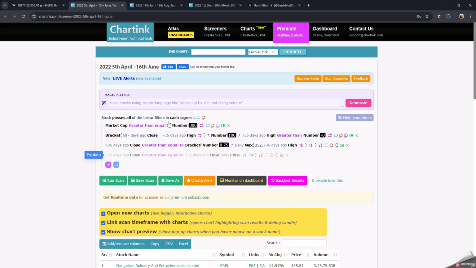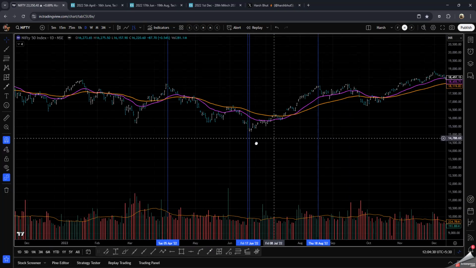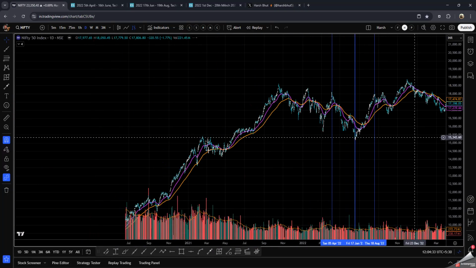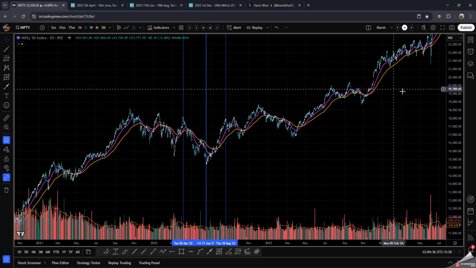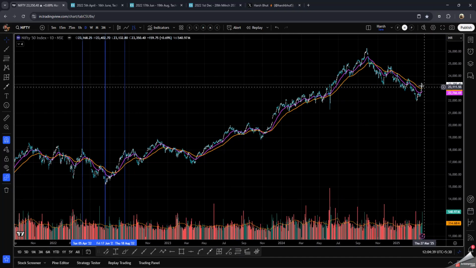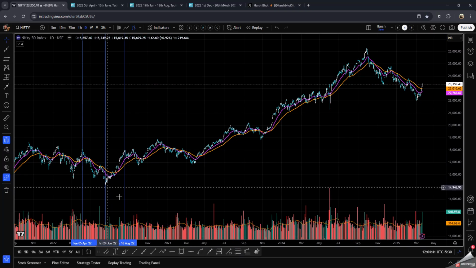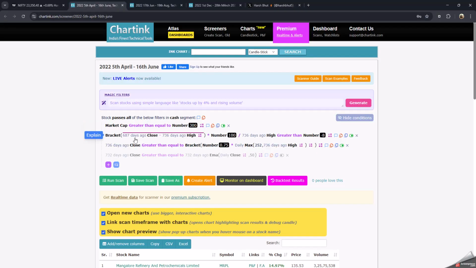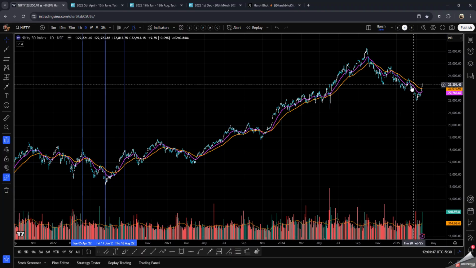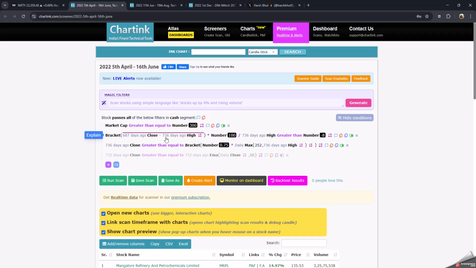Okay, so here I am going to the scan. You can see I have added a market cap condition, it should be more than 300 crores. Here I have used 687 days ago and 736 days ago. Why these two? If I go here, from the current date of the Nifty to this date, 17 June, we have 687 days. And from the current date to this date, 5 April, we have 736 trading sessions.